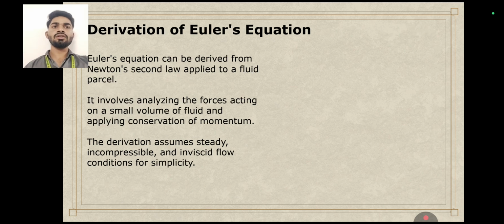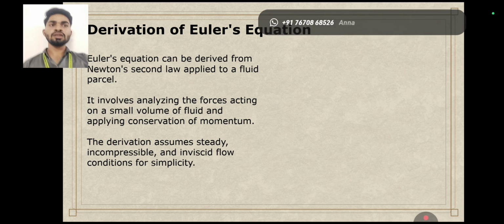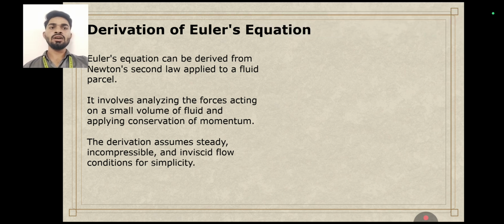Derivation of the Euler equation. The Euler equation can be derived from Newton's second law applied to a fluid particle, by analyzing the forces acting on a small volume of the fluid and applying conservation of momentum. The derivation assumes incompressible and inviscid flow conditions for simplicity.